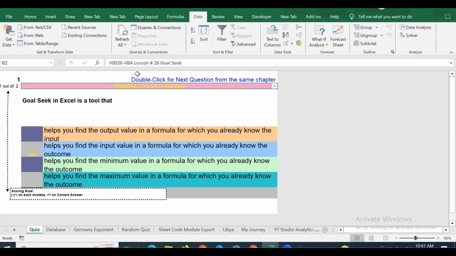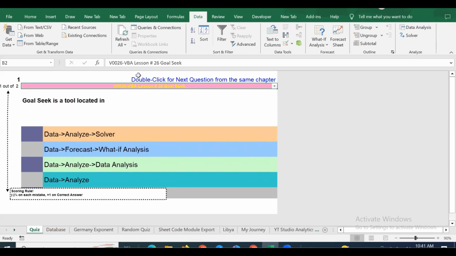Let's go to the next question. Goal seek is a tool located where? Data analysis and solver, no. Data forecast and what-if analysis. Data analyze and data analysis, no. Or data analyze. So the right answer is data forecast and what-if analysis. That is going to take you to the goal seek.